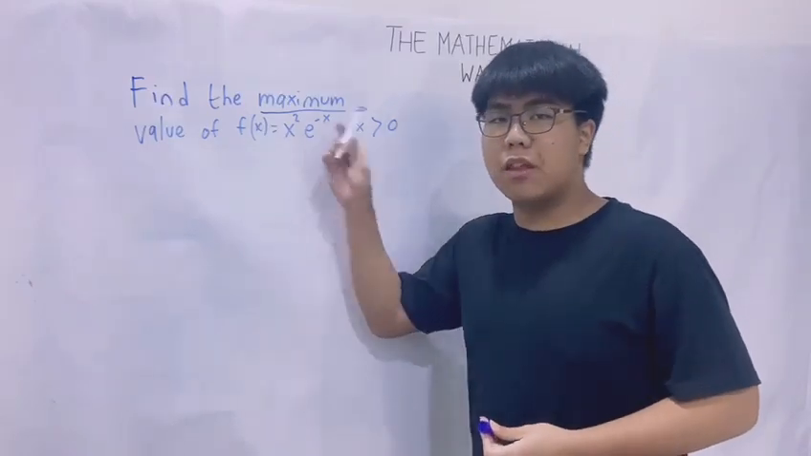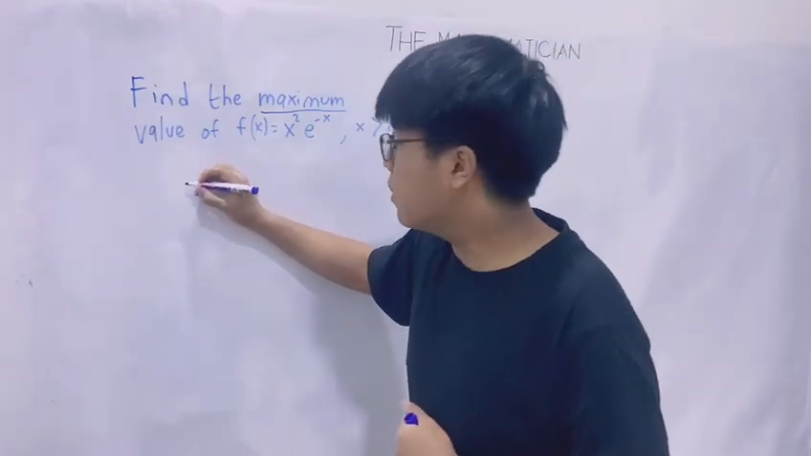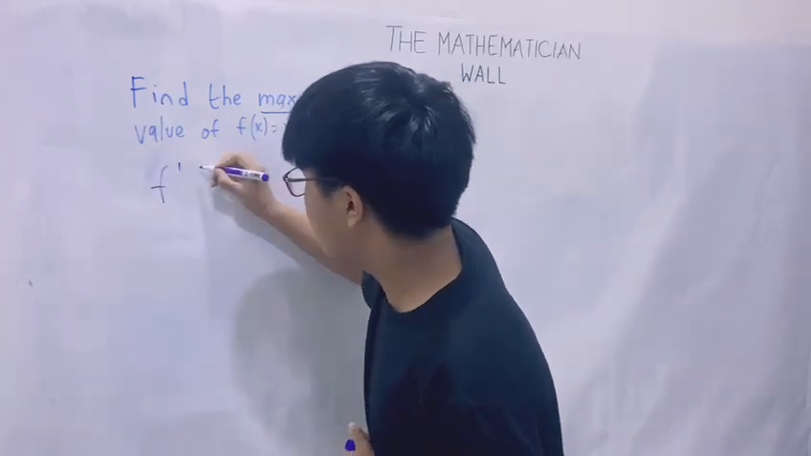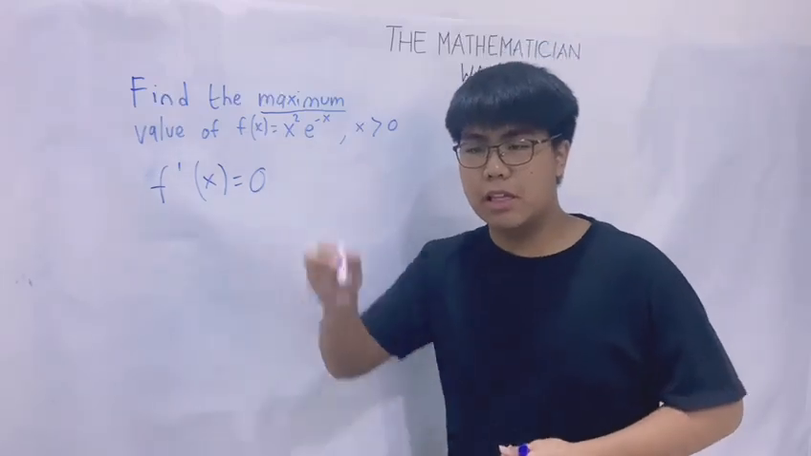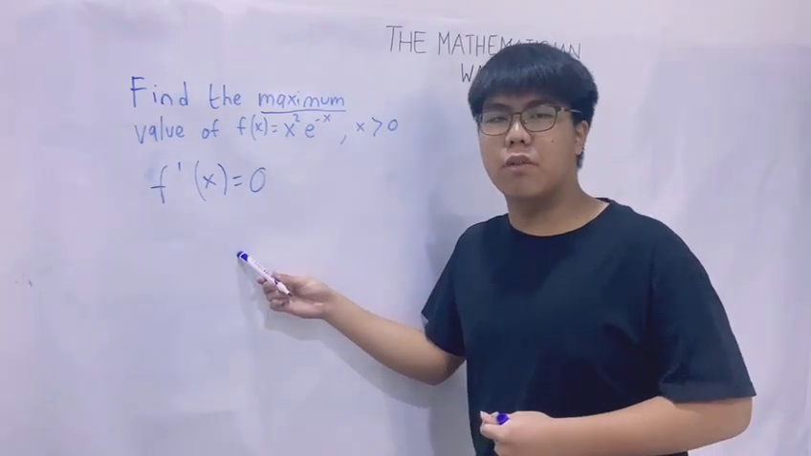So, when you see maximum value, right, or minimum value, the logical thing to do would be to set f prime of x to equal 0, because this is where the maxima and the minima are. So how can we calculate this derivative?